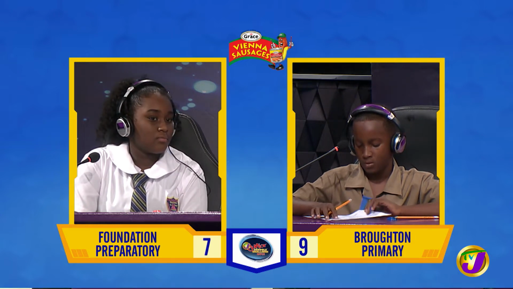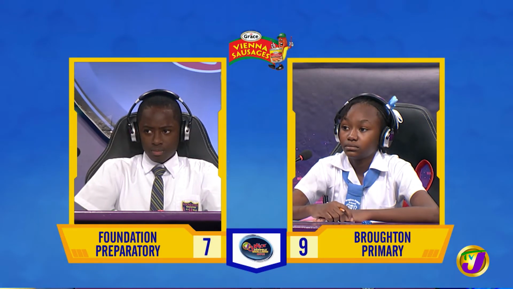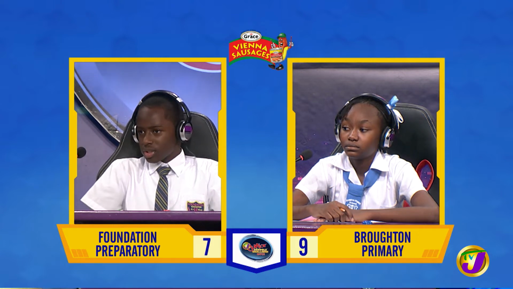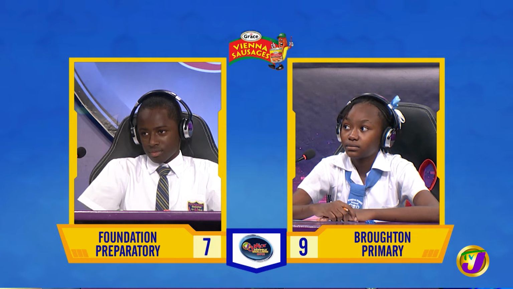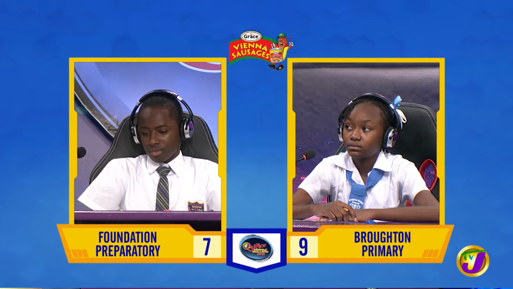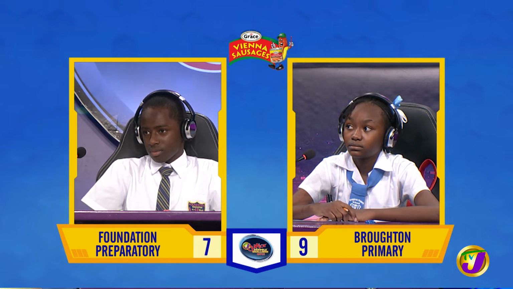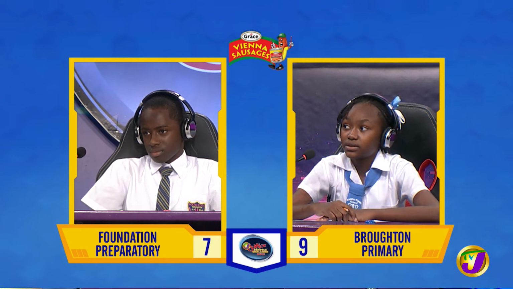We move now to the science face-off between Khalil Hawks of Foundation and Carly Lewis of Broughton. Khalil, what term is used to describe the scattering of seeds from a plant? Pollination. Incorrect. Would you like to try, Carly? No, thank you. Seed dispersal. Khalil, what structure prevents food from going into the windpipe? The uvula. Incorrect. Would you like to try, Carly? Yes, thank you. The epiglottis.